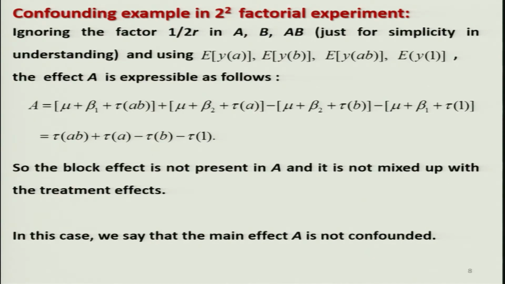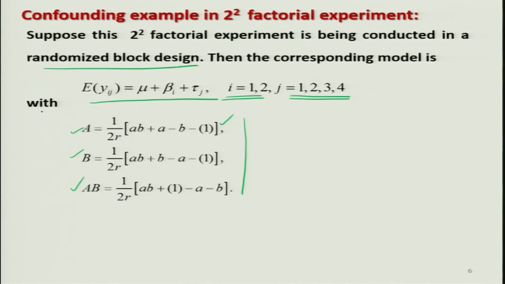Now, well, you can see one thing: just in order to make this understanding simple, I am not considering the factor 1 upon 2r, because I would have to indicate it again and again, and at the end that is going to remain as such. So, at this moment I want to show you the meaning of confounding, that how it is appearing through the setup of randomized block design model which we are considering. So, what we try to do here is write down the A. If you recall, you have written 1 upon 2r into AB plus A minus B minus 1. So, I am ignoring this 1 upon 2r, because that is going to remain in all of these factors. So, I just want to make the illustration simple.